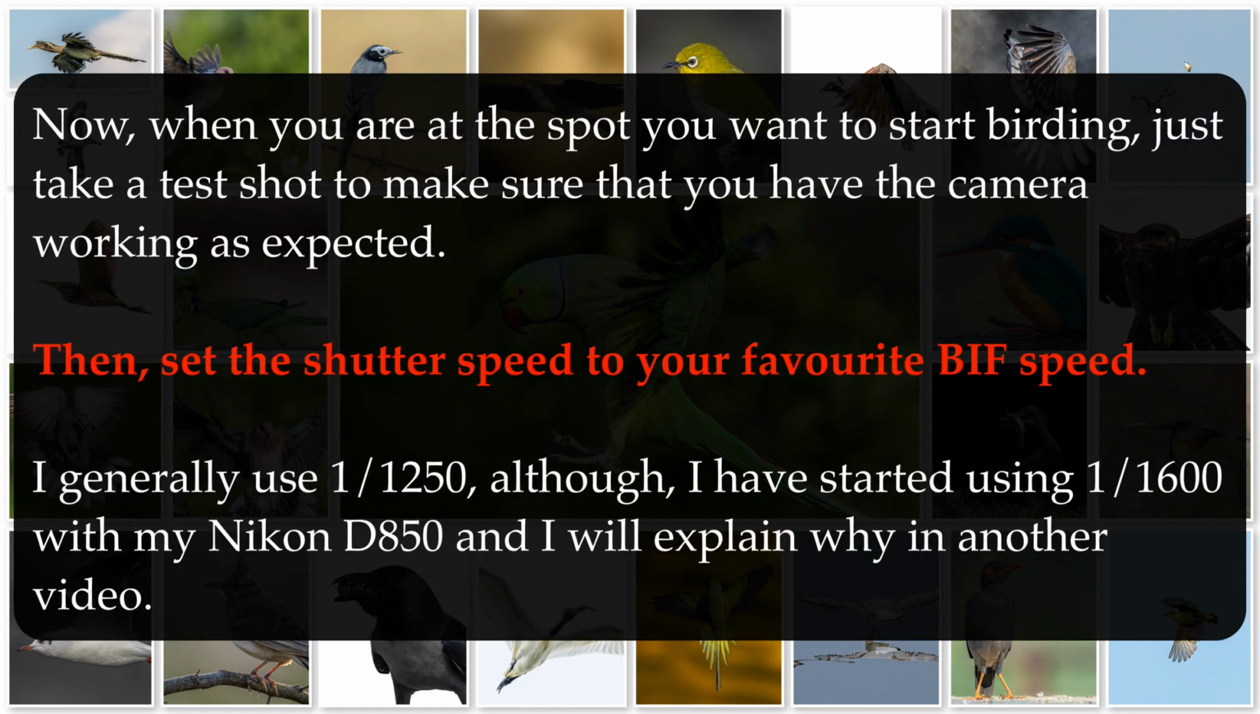Now, when you are at the spot where you want to start birding, take a test shot to make sure that you have the camera working as expected. You're not missing an SD card or a low battery. Then set the shutter speed to your favorite BIF speed. I generally use 1250, although I have started using 1600th on my Nikon D850, and I will explain why in another video.